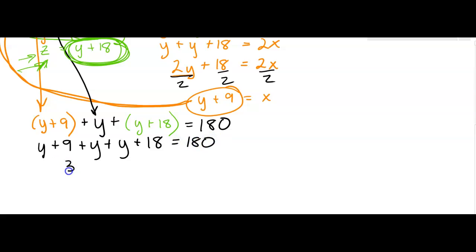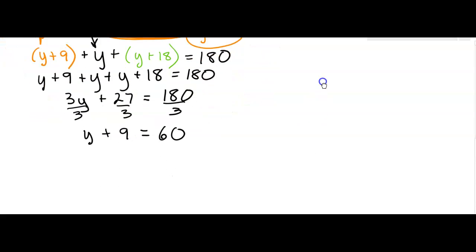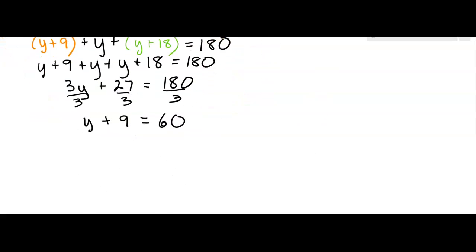I get 3y plus 27 equals 180. And when I did this problem earlier today, I was like, you know, everything's divisible by 3. Let me just divide everything by 3. You can do that. You're allowed. And it just makes the numbers smaller. You don't have to do it that way. I think it's easier. You could have subtracted the 27 and then divided by 3, but this will work.